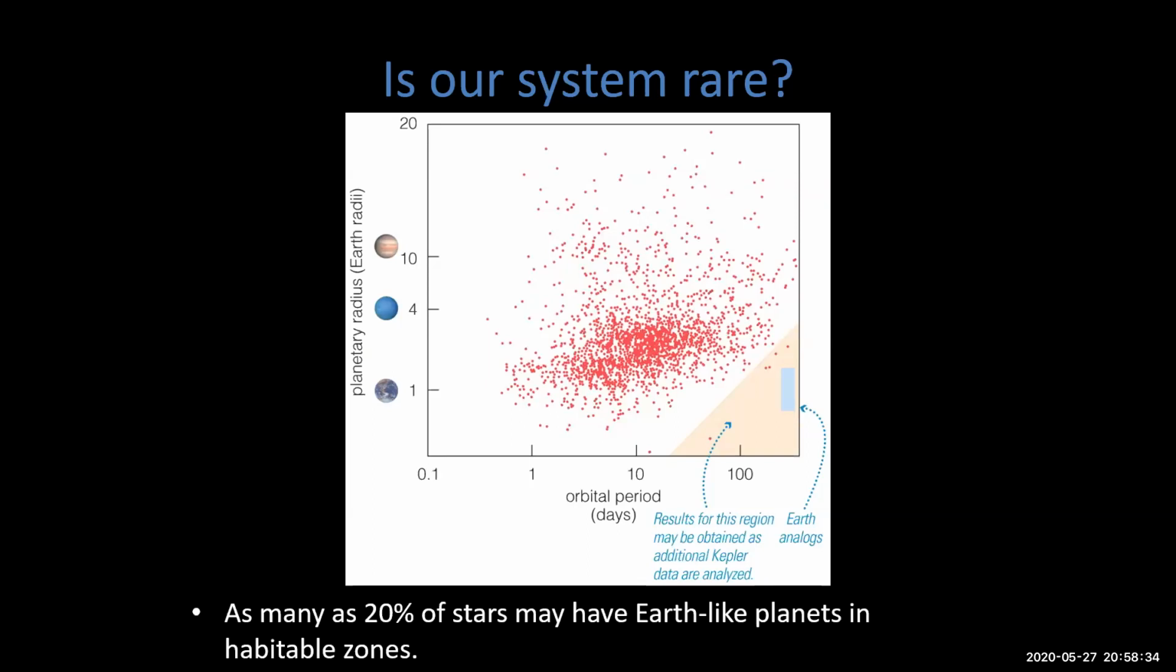And so it seems like our system is not rare. It seems like as many as 20% of stars could have rocky planets, and not only just terrestrial planets, but terrestrial planets in habitable zones. Right? So if 20%, that's a lot of stars, that's a lot of planets. That's a lot of planets in habitable zones. That's a lot of chances for life. Next time we'll talk about life. We'll talk about astrobiology.